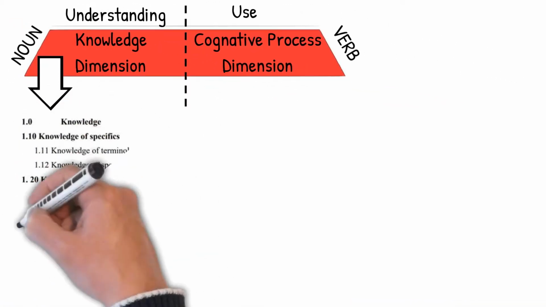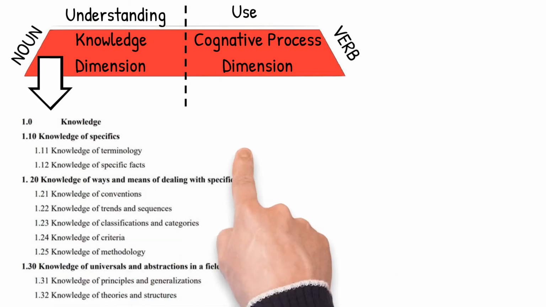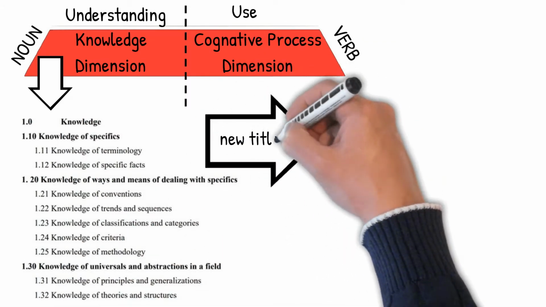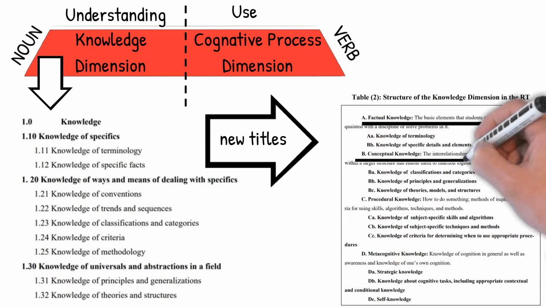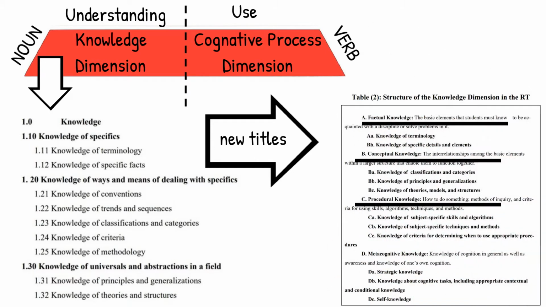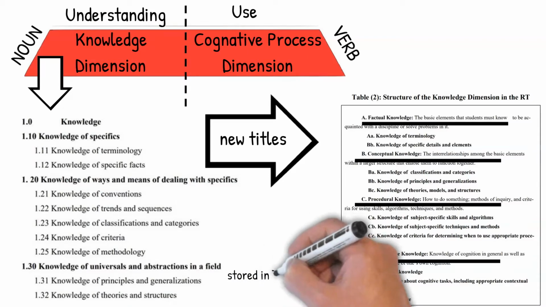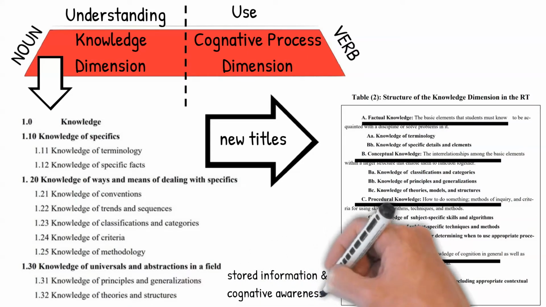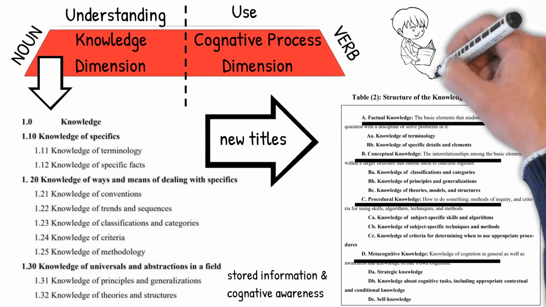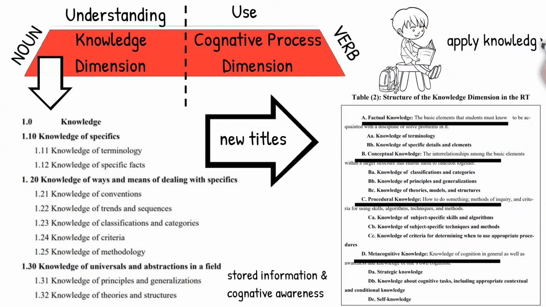The new knowledge dimension was created by using the subcategories from the original taxonomy, but giving them new titles. Titles such as factual knowledge, conceptual knowledge, procedural knowledge, and then a 4th new category was added, metacognitive knowledge. The new category refers to the stored information as well as the awareness of knowledge in one's cognition. This new level helps students apply knowledge obtained to new situations.